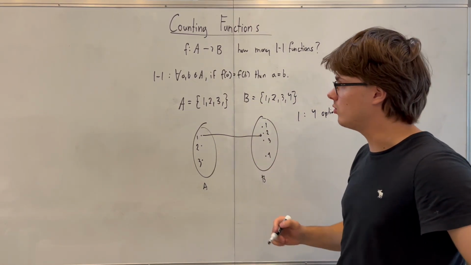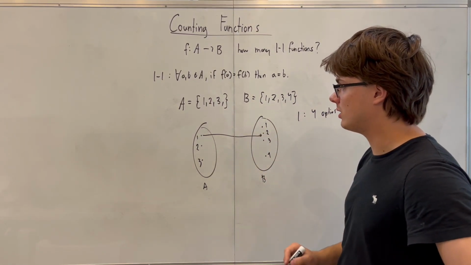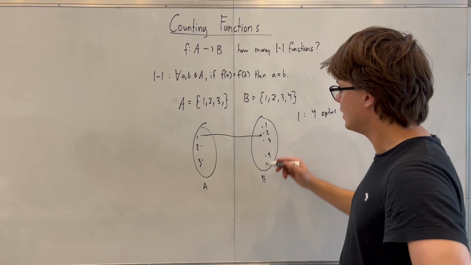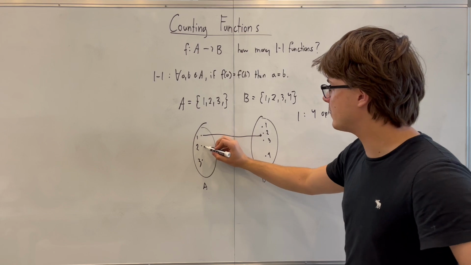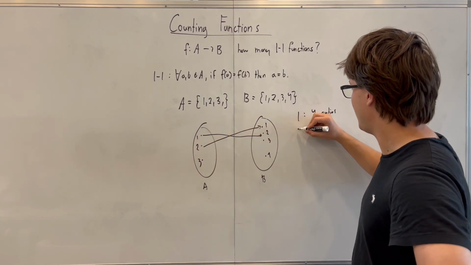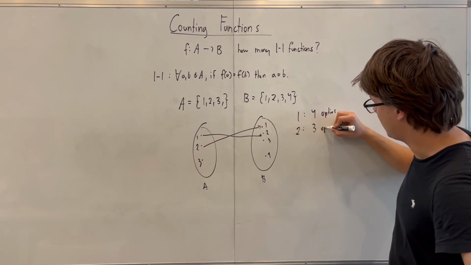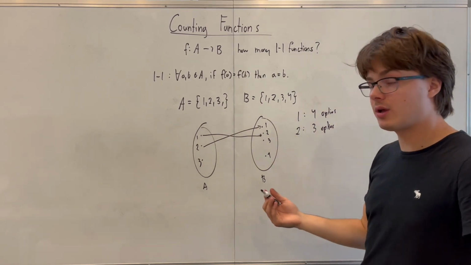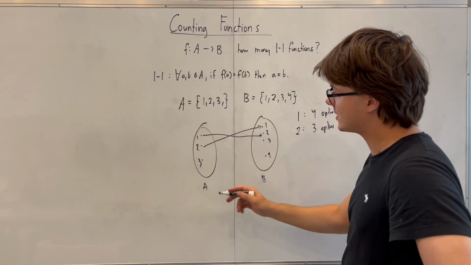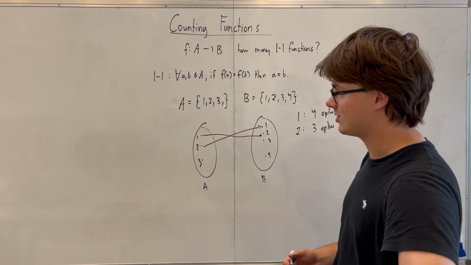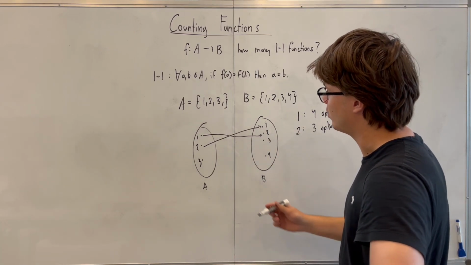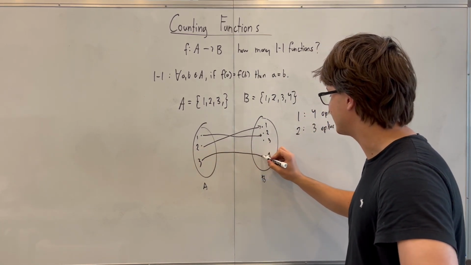Okay, what about 2? Well, 2 can't be mapped to 2 anymore because then it wouldn't be one-to-one. So we have 1 less option. We have 3 options. It could be 1, 3, or 4. Let's map 2 to 1. So 2 has 3 options. Okay, and finally, let's have a look at our last element, 3. 3 has only 2 options. We can't map it to 1 and 2 because then we wouldn't have a one-to-one function. So let's map it to, let's say, 4.